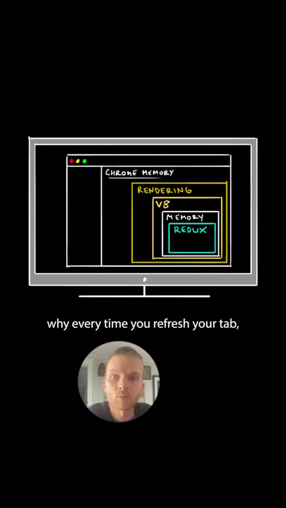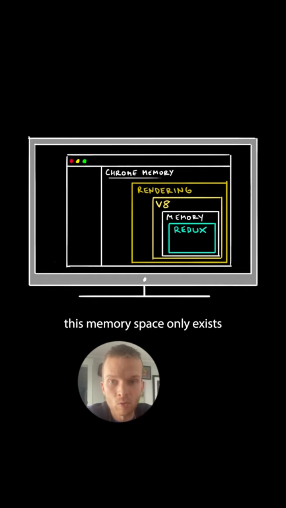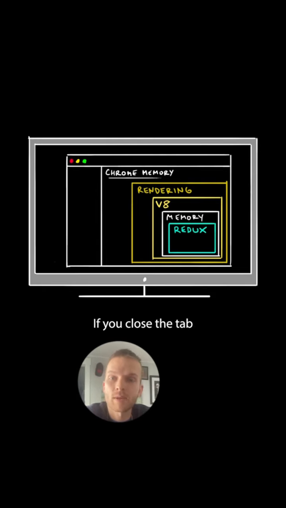That's why every time you refresh your tab, all of the data gets cleared out and re-rendered. The memory space gets basically wiped and starts from scratch again. And that's what we mean when we say in memory. This memory space only exists for the duration of your browsing session in that tab. If you close the tab or refresh it or quit the browser or pull the plug and turn your computer off, the memory gets wiped.